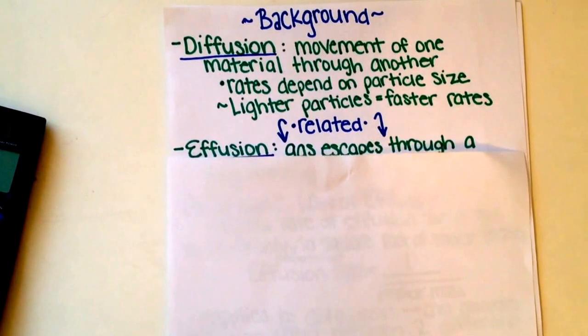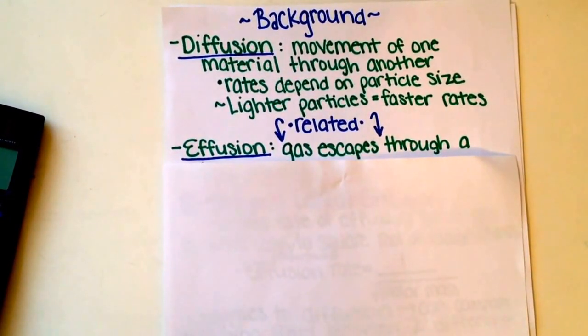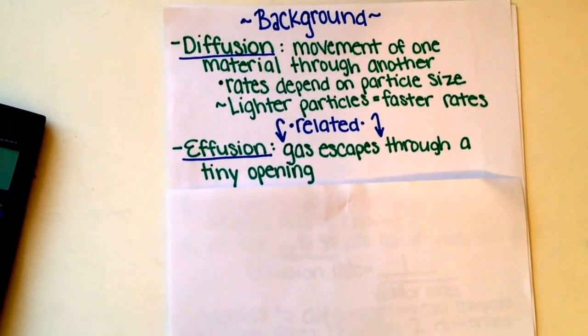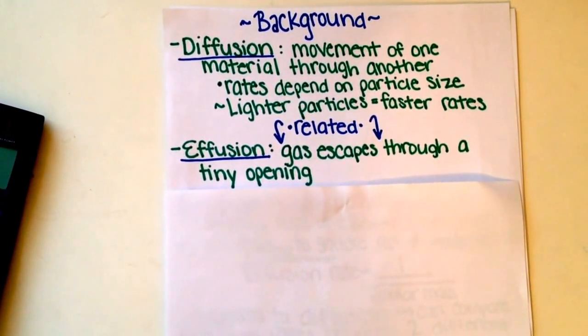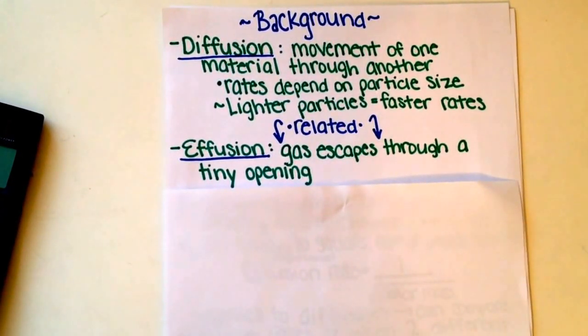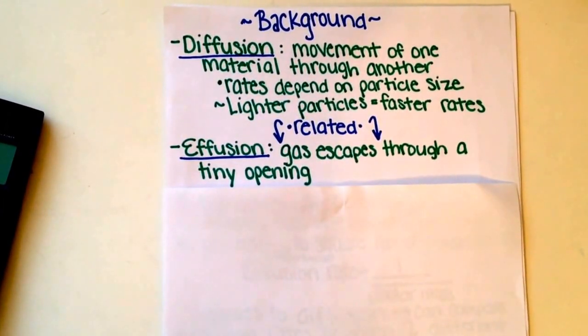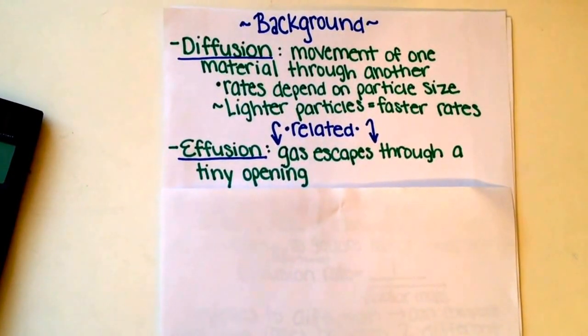Diffusion is related to effusion. The definition of effusion is when a gas escapes through a small opening in a container. A real-life application of effusion would be if you were to get a nail stuck in the tire of your car. The gas particles would leak out through the puncture that the nail made, giving you a flat tire.